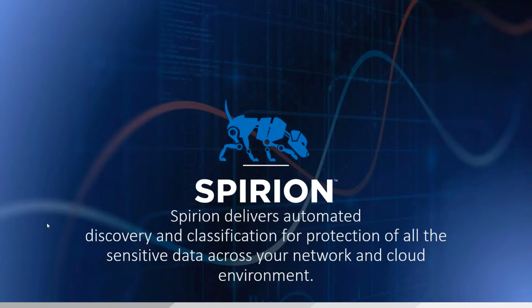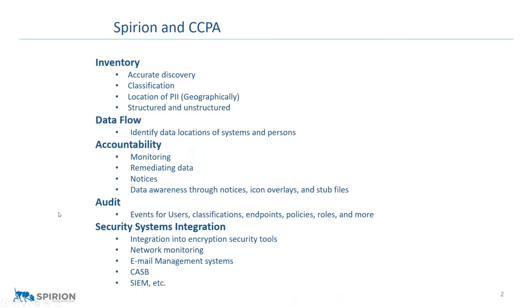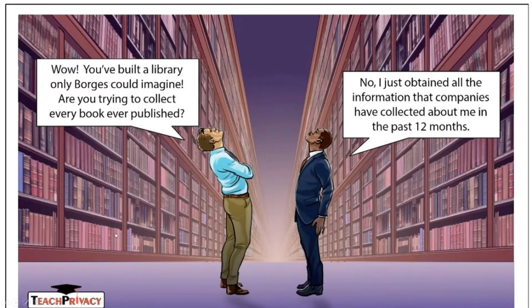Yeah. So really, Spirion can help around CCPA because of an accurate discovery, classification, and location of PII information in the structured and unstructured data sets. We can help with the data flow, the accountability, the auditing, and then also we integrate with a lot of the security systems that you already have in place. So we're not reinventing what you already have, we're just enhancing what you have. So certainly this is what we're here to talk about.